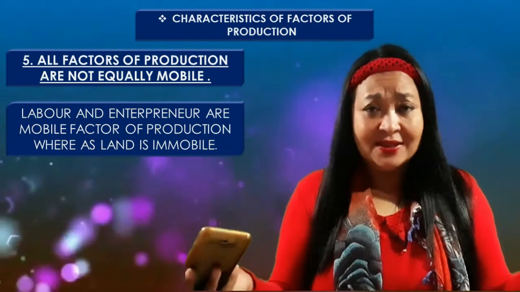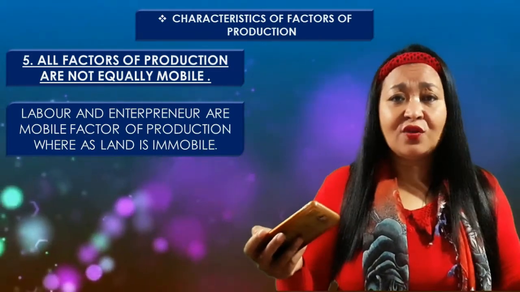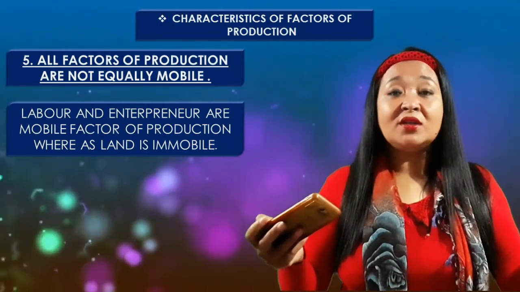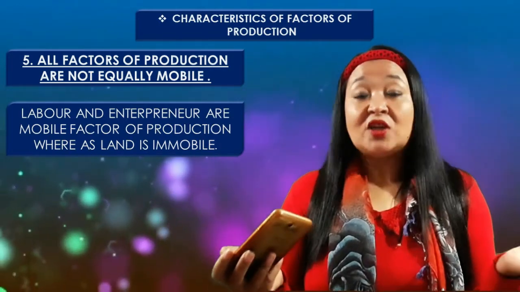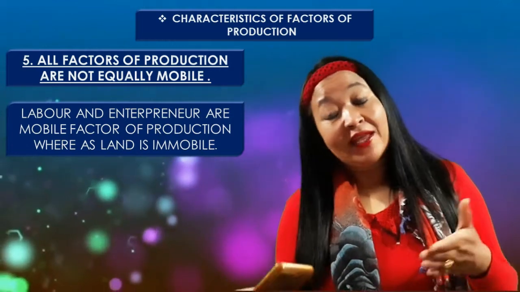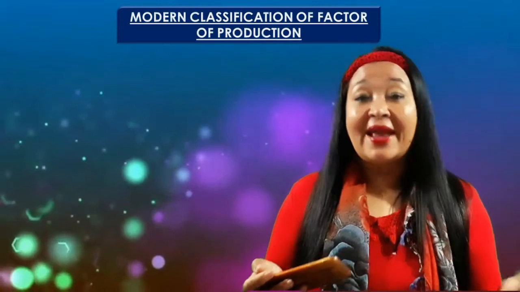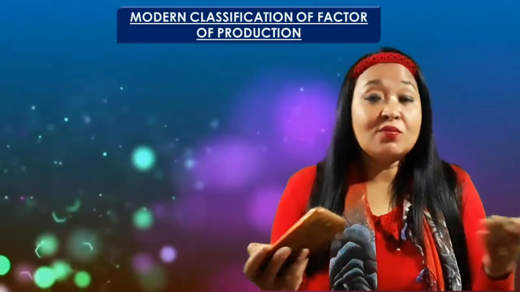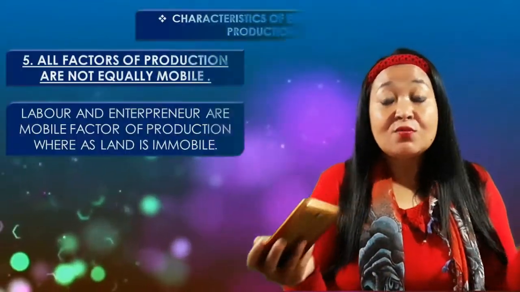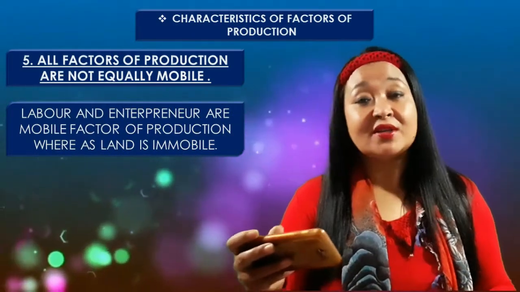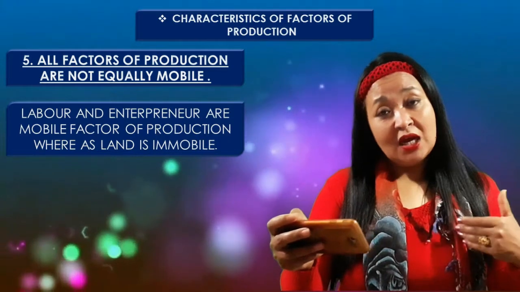So labor has a sort of mobility. They can move from one place to another place according to their choices or the better opportunities that they get. Likewise, entrepreneurs are also mobile. But what about land? Land is not mobile like that. Land is immobile. It cannot be moved from one place to another place. So this is what this point is trying to convey.